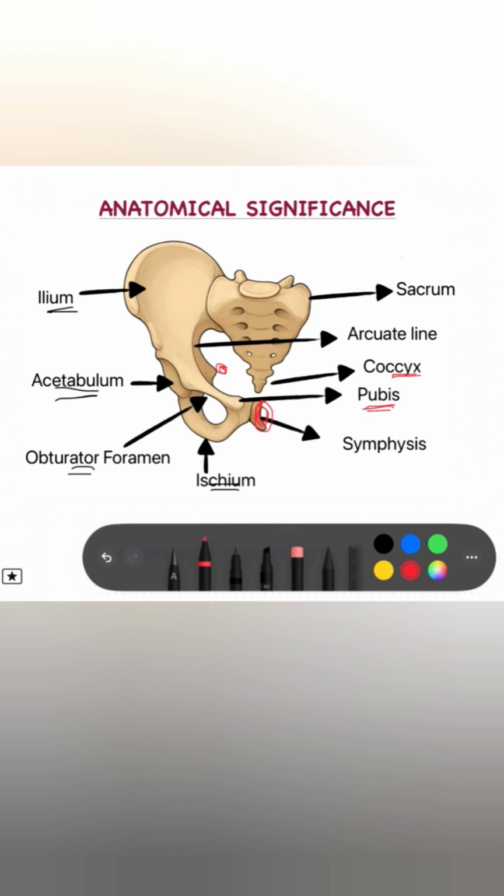So it's a fibrocartilaginous joint allowing slight mobility. Let me repeat that. It's a fibrocartilaginous joint allowing slight mobility, protection of vital organs, and stability during childbirth. During childbirth, you'll find that this part will slightly enlarge, allowing the passage of the fetus.